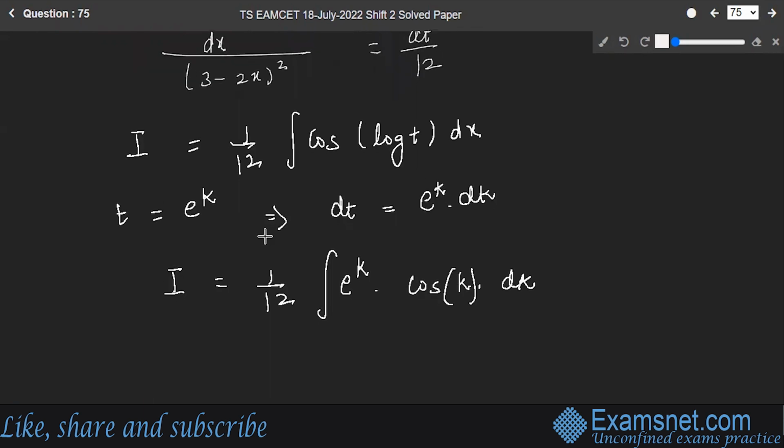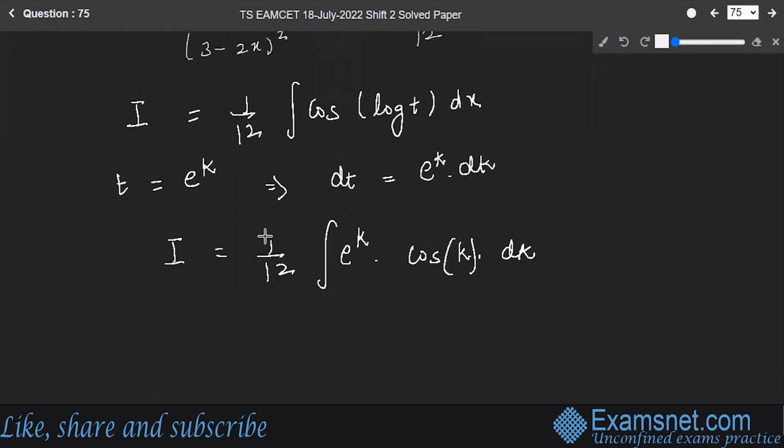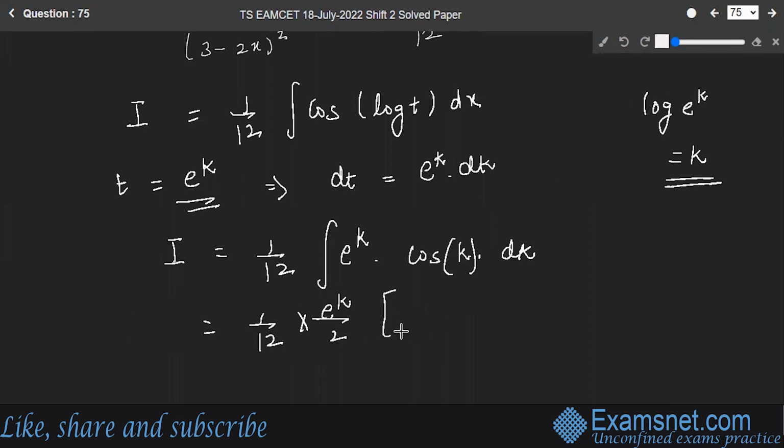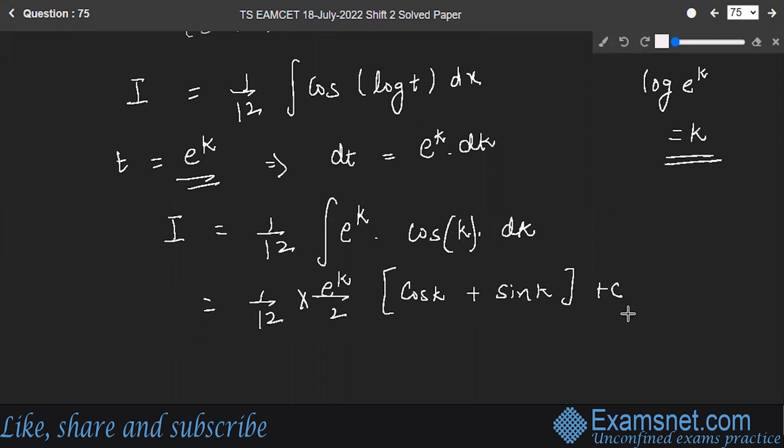See, t was e raised to power k, and cos of log of e raised to power k is going to give you k only. Log of e raised to power k is equal to k only. So this is equal to further 1 by 12. Let's find out the integral, into e raised to power k upon 2 (cos k plus sin k) plus the constant.